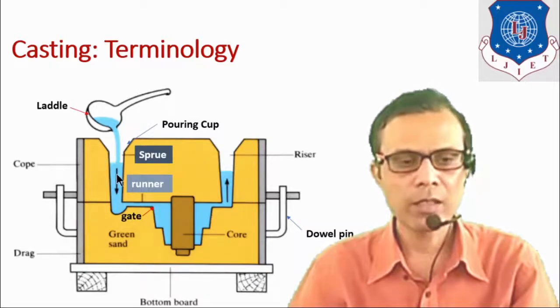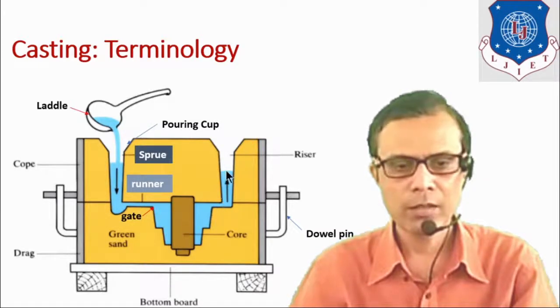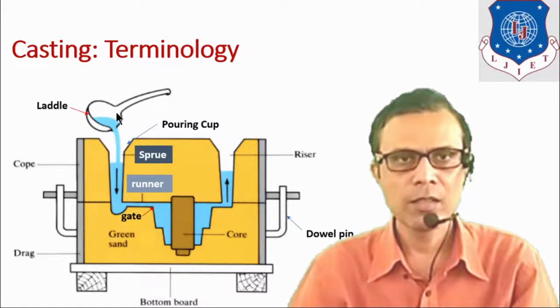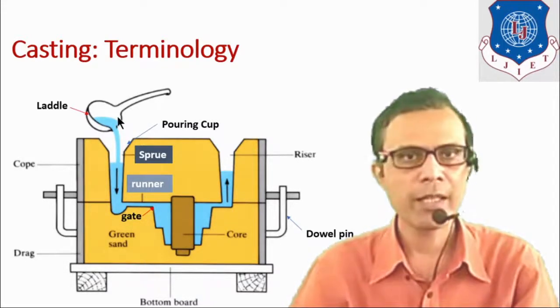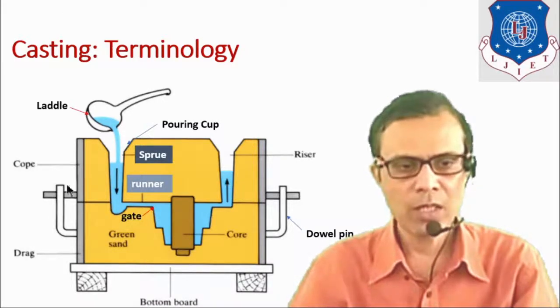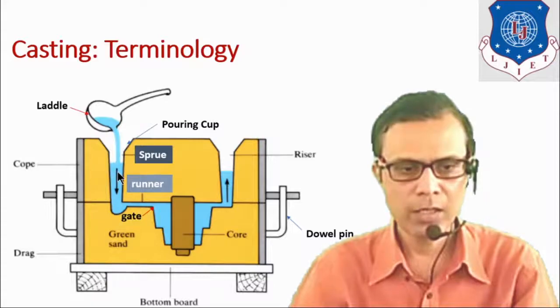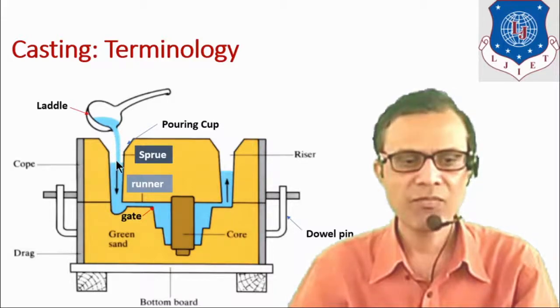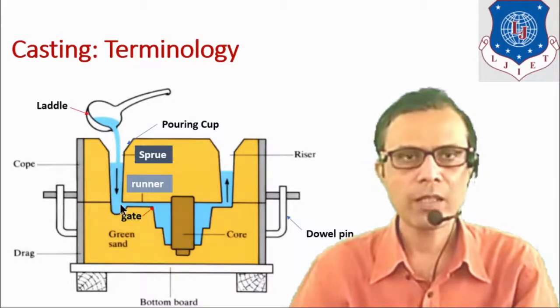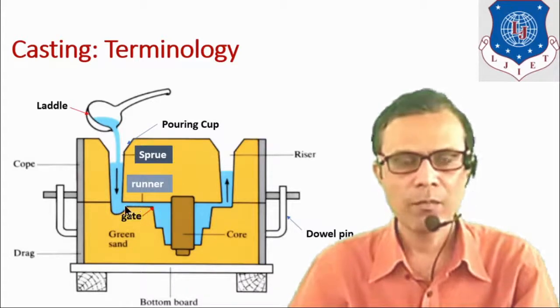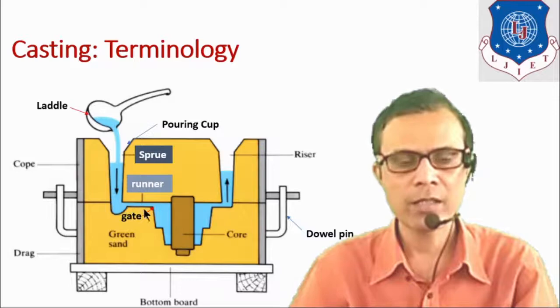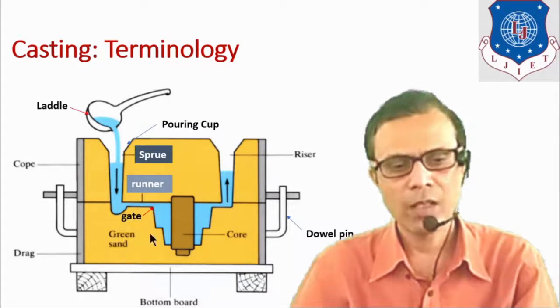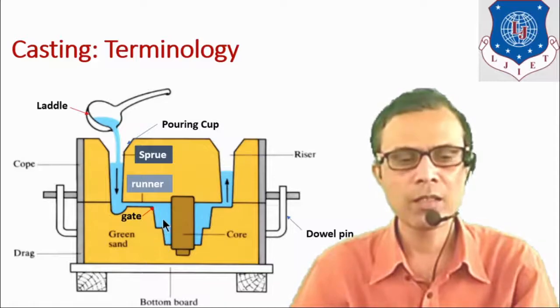The molten metal is shown by this blue color. It is a ladle which is useful to pour the molten metal inside the cavity. So molten metal is flowing in this way. This vertical part is known as a sprue through which metal is flowing. This horizontal part is known as a runner through which metal is flowing and it will enter inside the mold cavity. The exact entry point of the metal to the mold cavity is known as a gate. So this point is a gate.